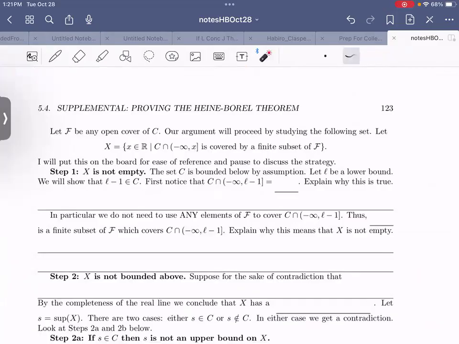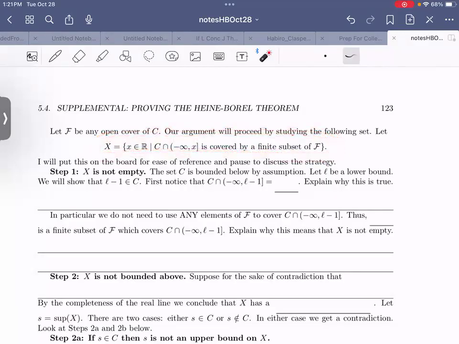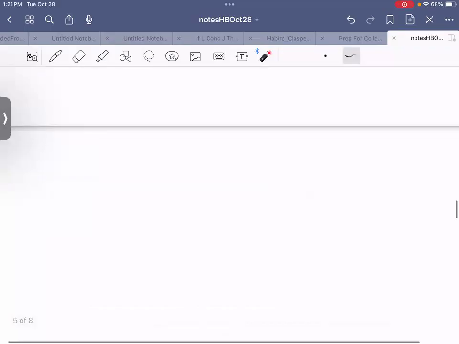We need to consider any open cover of C. I need to show that this math cal F has a finite subcover. And I think it's worth taking a tour of the structure that this will have. So let's let X be the set of all x in R such that not all of C, but just everything in C up to x, is covered by a finite subset of math cal F.